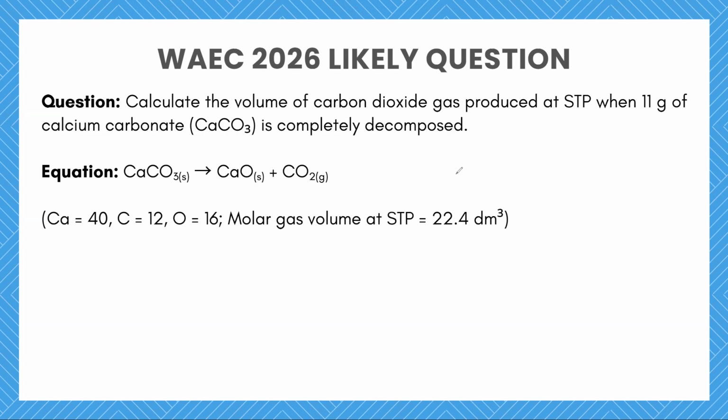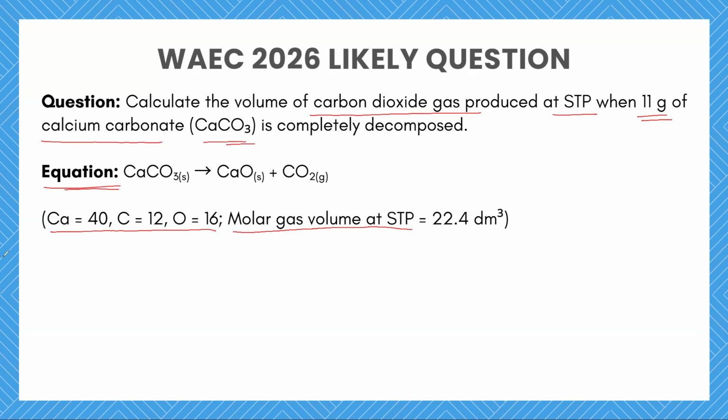The question on the screen starts off by saying, calculate the volume of carbon dioxide gas produced at standard temperature and pressure when 11 grams of calcium carbonate is completely decomposed. So we have the equation over here, and then we have the relative atomic masses of the individual elements, and the last bit of information here, molar gas volume at standard temperature and pressure.